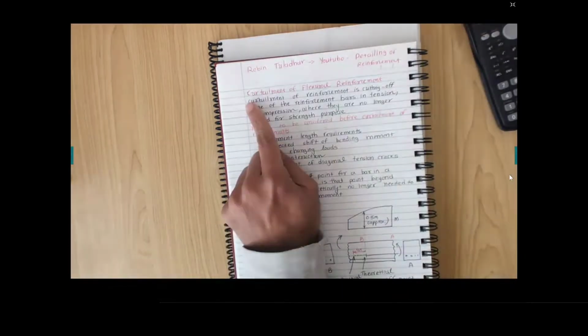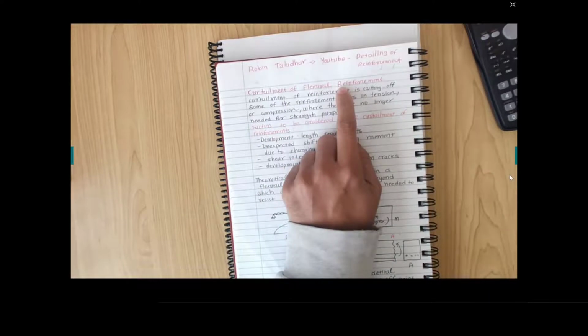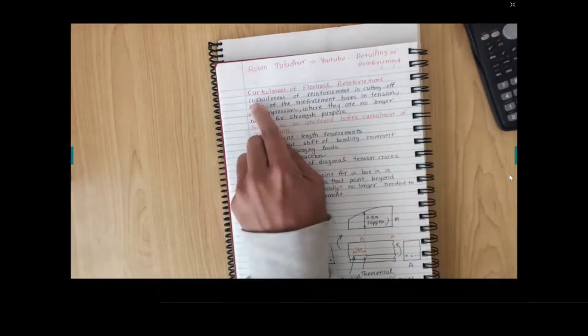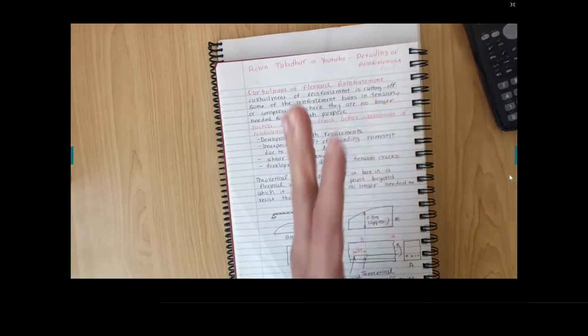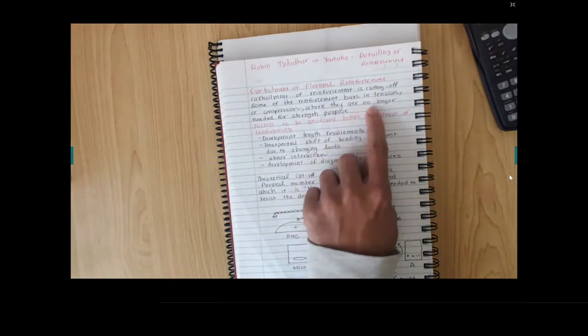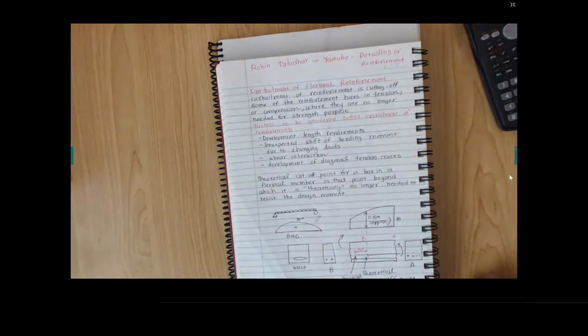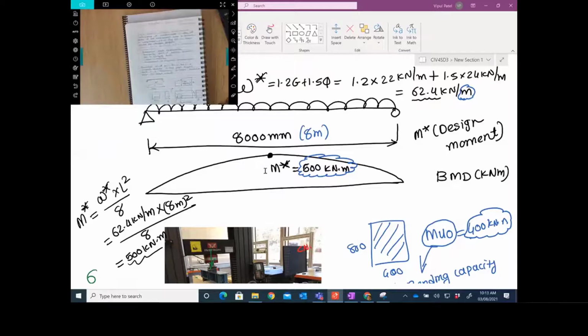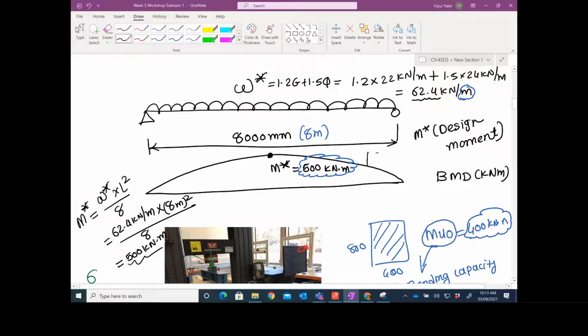So we call it curtailment of flexural reinforcement. What is curtailment? Curtailment is cutting off some of the reinforcement bars in the tension or compression zone where they are no longer needed for strength purposes. What I say is, look guys, you have M equal to 500 kilonewton meters, and you are providing this reinforcement at 1808 millimeters square.